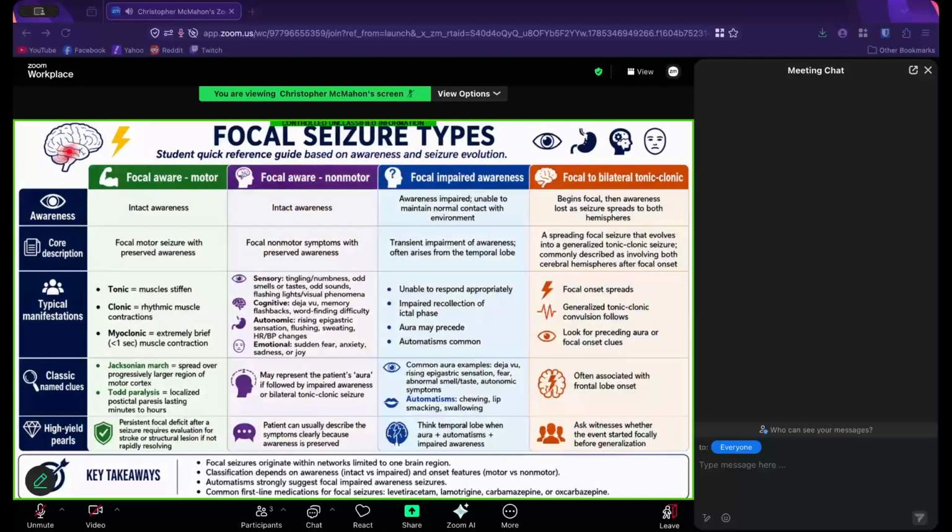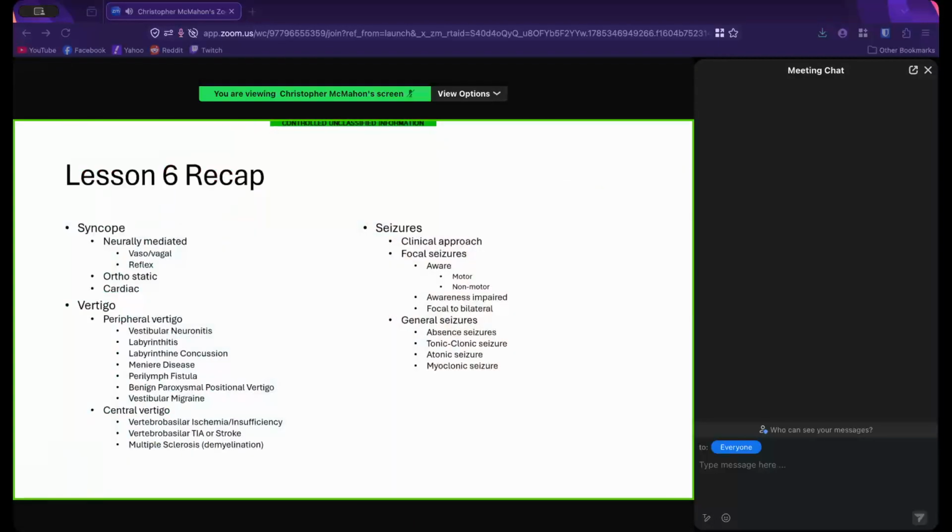Fantastic. I'm going to start real quick from the beginning just because that was kind of broken up. We got plenty of time. This lesson's shorter than the other one, so don't sweat. So we're going to do a quick recap of lesson 6. We covered syncope, we covered vertigo, and we covered seizures.